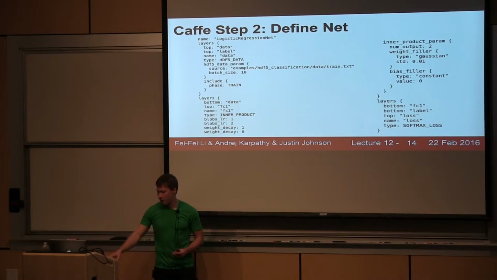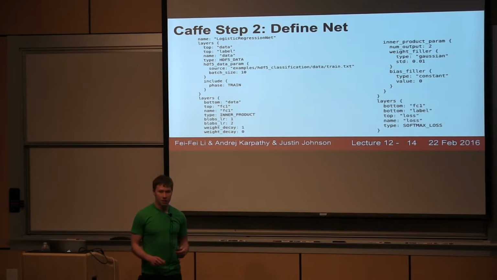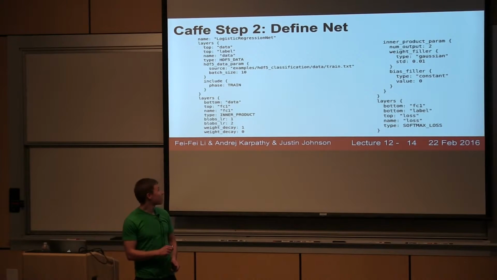Step two for Caffe is to define your net object. Like I said, you'll just write a big prototxt to define your net. Here, this defines a simple model for logistic regression. You can see that I did not follow my own advice, and I'm reading data out of an HDF5 file here. Then I have a fully connected layer, which is called inner product in Caffe. That fully connected layer tells you the number of classes and how to initialize the values. And then I have a softmax loss function that reads the labels and produces loss and gradient from the outputs of the fully connected layer.